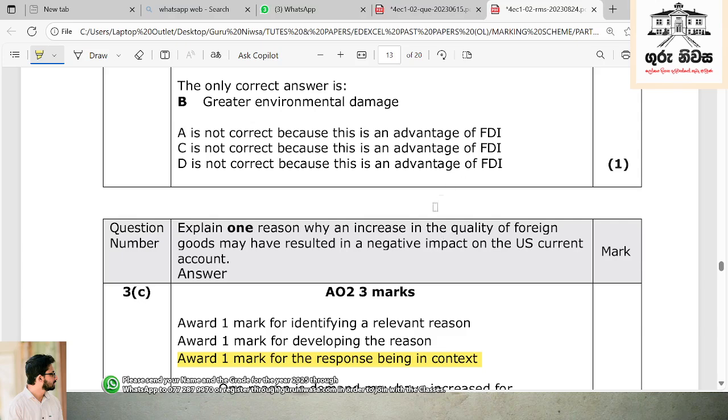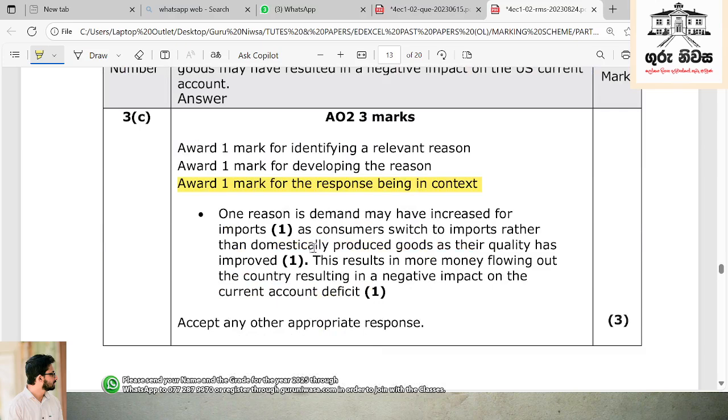Sir, I wrote that in the beginning. Beginning. Okay, right. Then look at this answer. Even I myself cannot make such an answer. I mean, just read, and understand this flow. One reason is demand may have increased for imports. What is the reason? As consumers switch to imports rather than domestically produced goods, as their quality has improved.